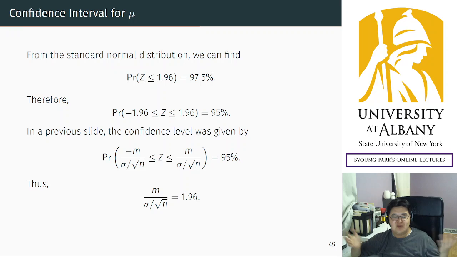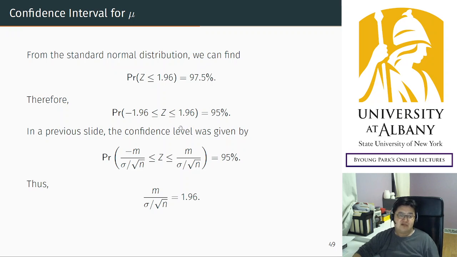But not many people know why plus minus 2 is important. The idea comes from here. Plus minus 2 contains 95%, and 95% is the most common confidence level we use in practice.